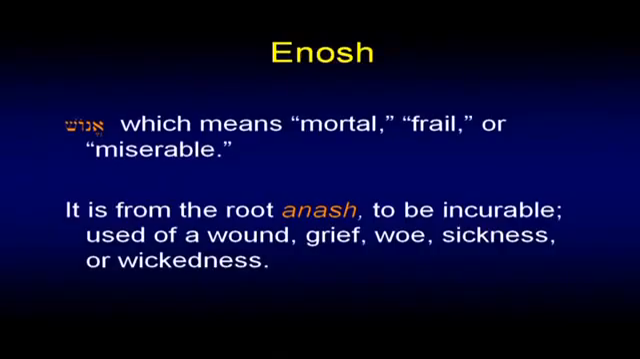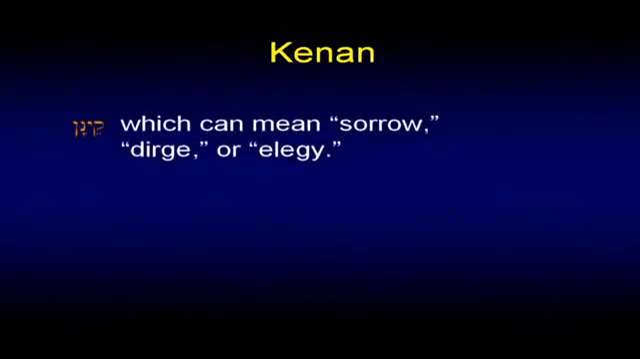It comes from the root anash, which means incurable, like a wound or of grief or woe, sickness, wickedness, what have you. Okay, so Enosh has a son, and he names him, I don't know if this is out of spite or what, but he names his son Kenan. And that means sorrow, dirge, or elegy. That also doesn't kind of work for a handle for a guy, does it?